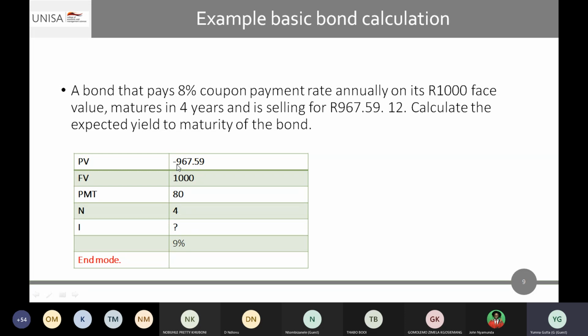So if all of you take out your calculator, put negative 967.59 in your present value, 1,000 Rand into your future value, 80 Rand into your payment, and 4 into your period, and compute the interest rate, you must get a value of 9%. I hope everyone has the calculator out, and you can give me a thumbs up if you are on the same page.